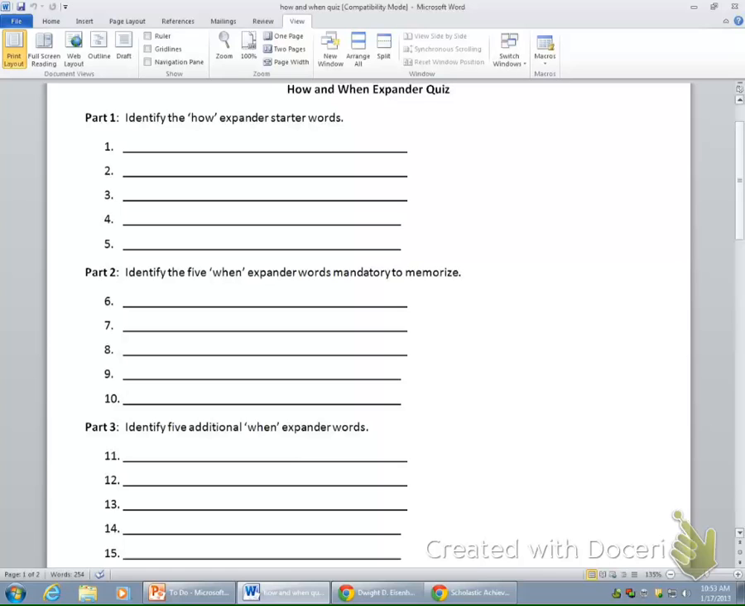So the first part of the quiz, it was purely memorization. Okay, you had to memorize these words, and we practiced plenty, that I probably think a lot of you had to memorize because we were doing it every single day for about a week. So when you're talking about the how starter words, you have words that end in ly, words that start with the word with, words that start with the word without, words that start with the word like, and words that start with the word as.